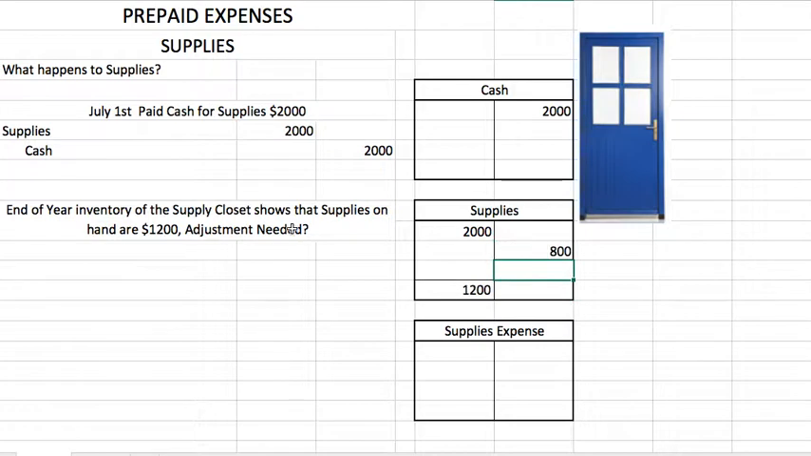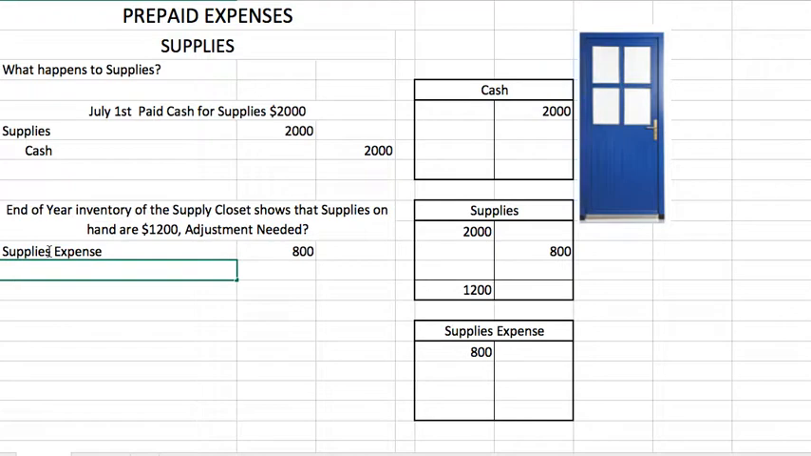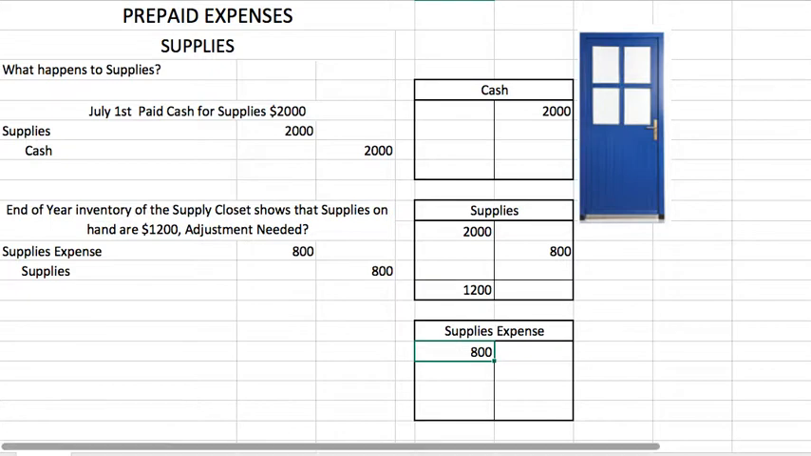So an adjustment is needed to adjust the supply account for the supplies used up. And guess what? When we use them up, we get to call it supplies expense. So the journal entry to adjust supplies is debit supplies expense. And here the amount is $800. And then we're going to credit the supplies account for $800 because our supplies went down. And this amount gets to go on the income statement as an expense for the year.